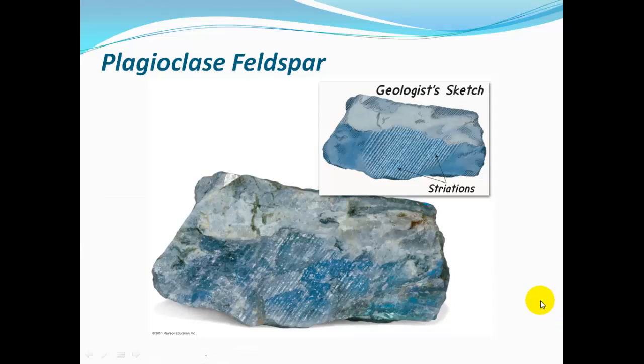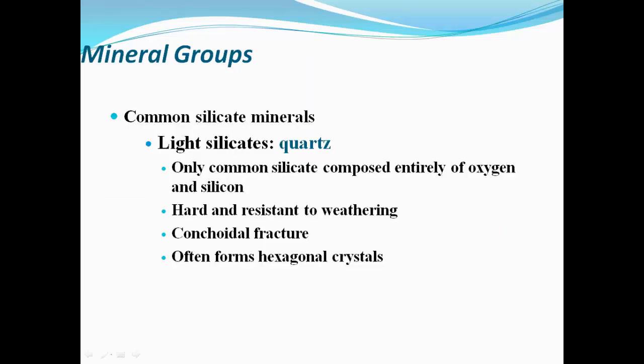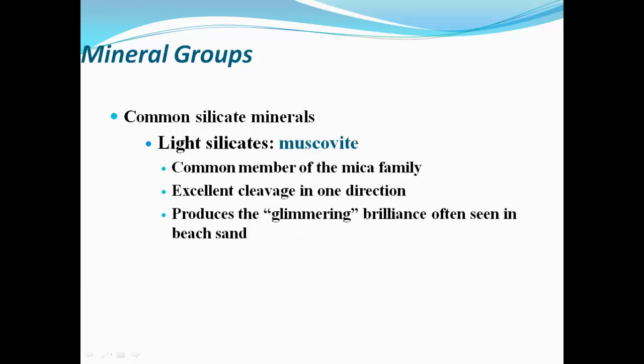You can sometimes tell plagioclase feldspar apart from orthoclase because on its crystal faces you might see some lines, which geologists call striations. Okay, another light silicate group that's very common is quartz, the only common silicate composed entirely of oxygen and silicon. Hard and resistant to weathering, has conchoidal fracture, often forms hexagonal crystals.